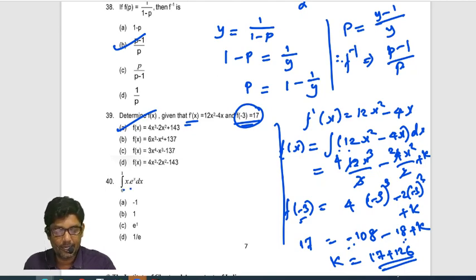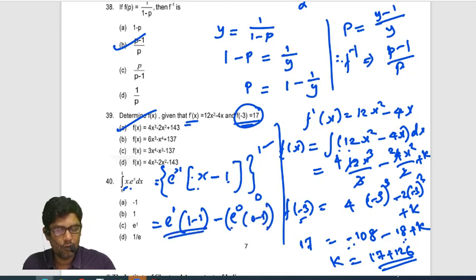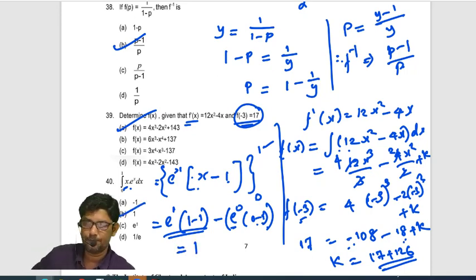X into e power x. What will you simply do? I'll keep e power x outside. First, I'll put x. Derivative of x is 1, minus 1. Since it is definite integration, put 0 to 1 here. First, apply the upper limit: e power 1 into 1 minus 1, which is 0, minus the lower limit substituted: e power 0 into 0 minus 1. This is nothing but 0 minus... e power 0 is 1, 0 minus 1 is minus 1, which gives plus 1, my dear. Answer over.